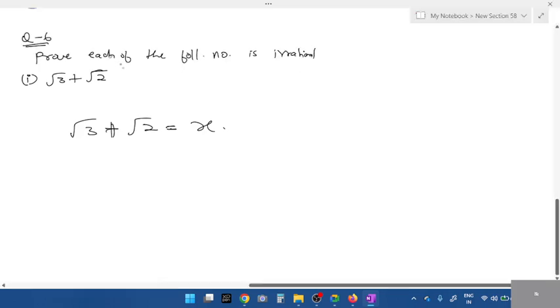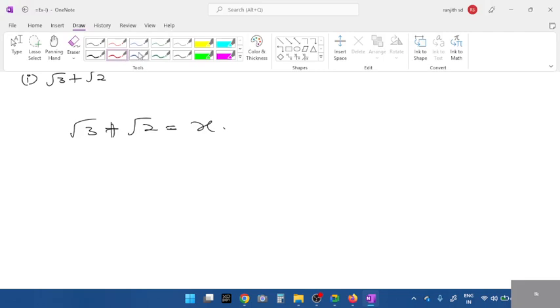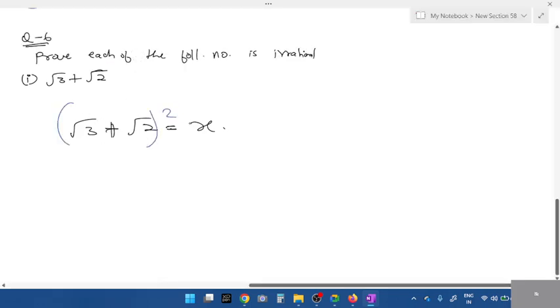Okay, then we need to square both the sides, like this. I'll keep x square as it is. Which formula can I apply on the left hand side? Yes, a plus b the whole square. Try this, students. Apply a plus b the whole square.